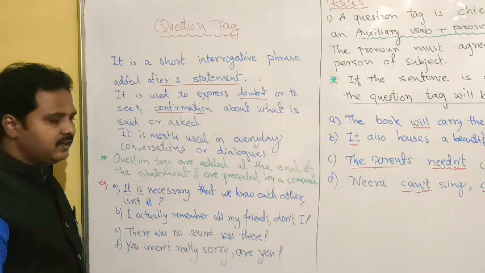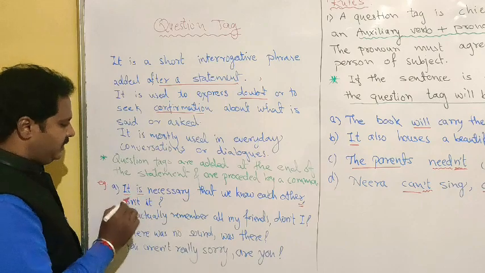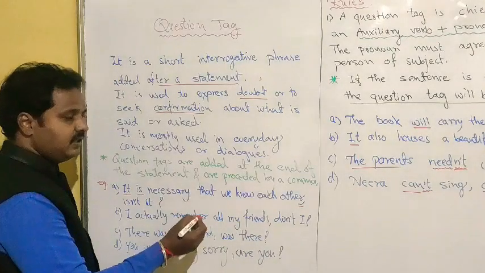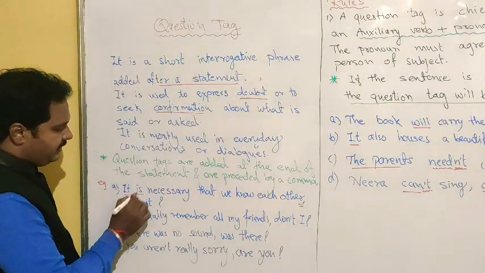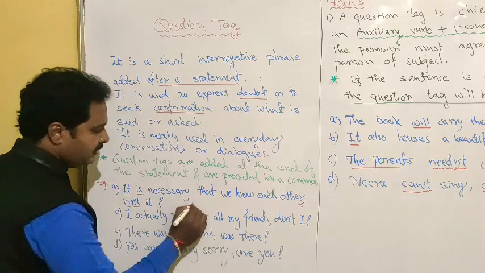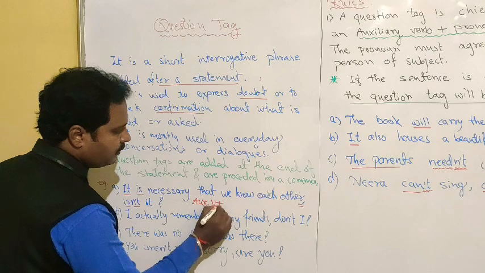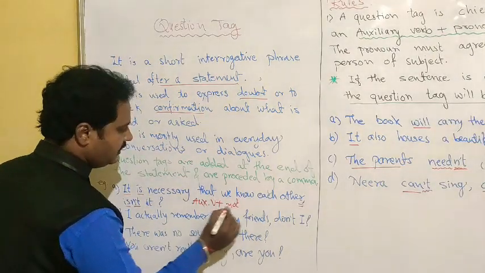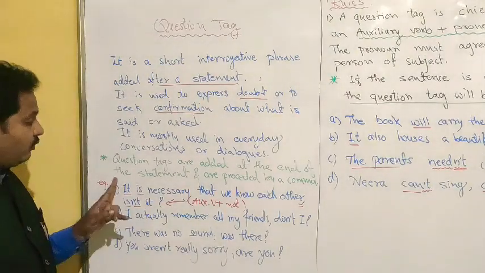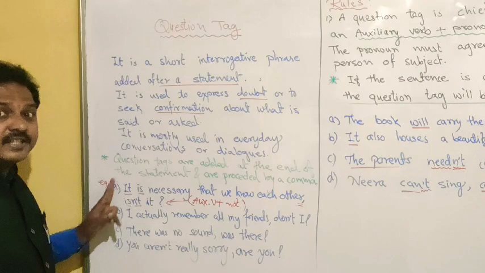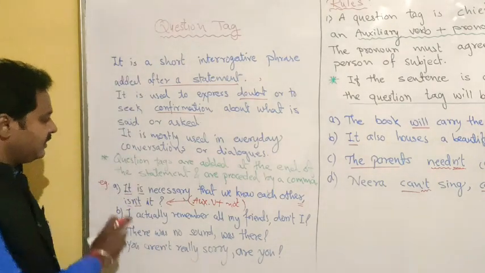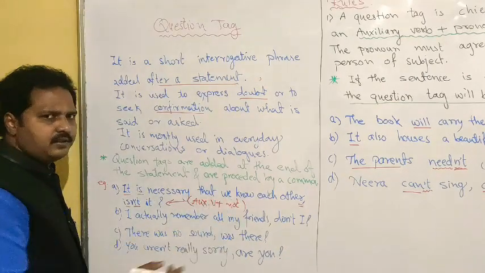Assertive or negative, that we have studied. Here it is an assertive or positive sentence. It is necessary that we know each other. Then put the comma. Then put the auxiliary verb plus not, that is, isn't. Then whatever the subject is, use its pronoun, which is it. That's why the question tag of this sentence is: it is necessary that we know each other, isn't it?